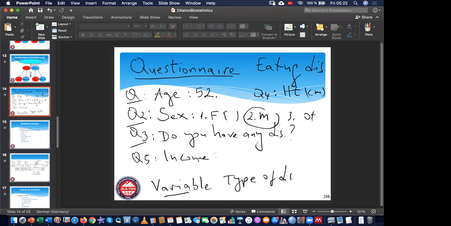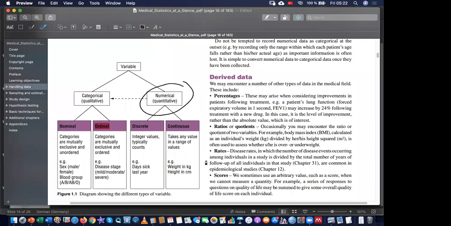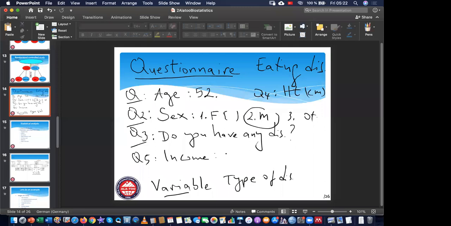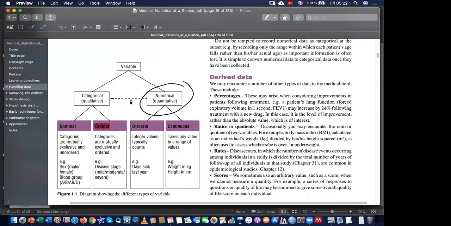Income will not be quantitative? He says income is continuous, it's not categorical. Yes, sir, it is continuous. Of course, income is a continuous type of variable. But see, there is something here.